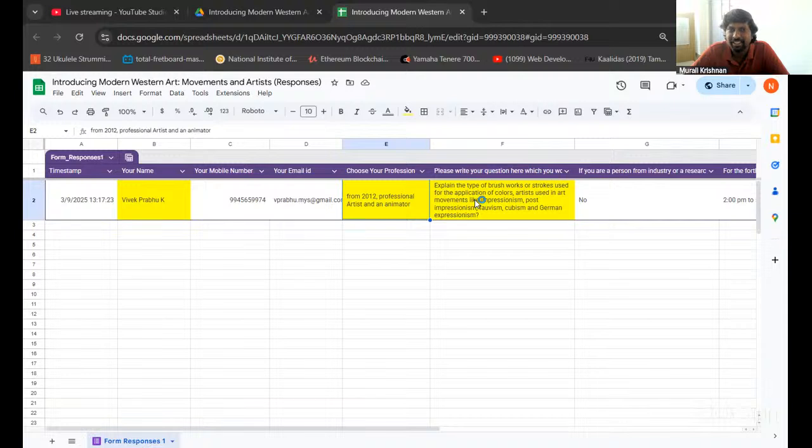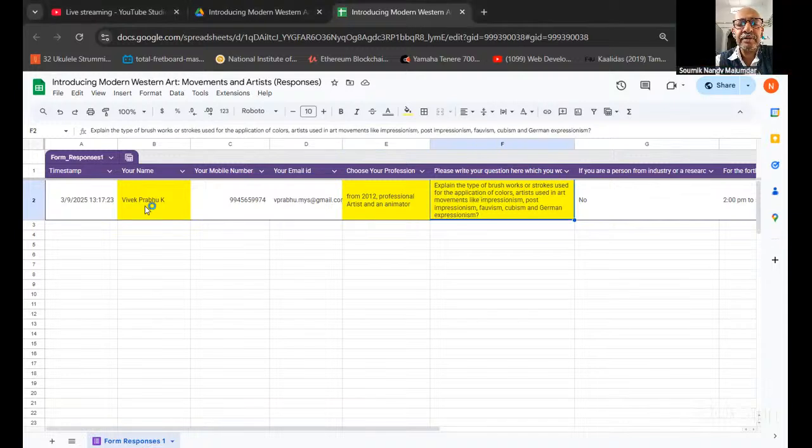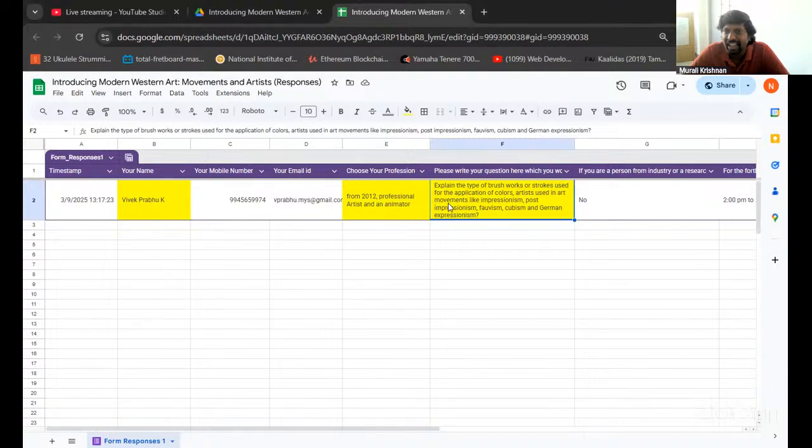Let me read it out. Yes, it is from a student, Vivek Prabhu. He's a professional artist and an animator. And the question is, explain the type of brush works or strokes used for the application of colors in art movements like Impressionism, Post-Impressionism, Fauvism, Cubism, and German Expressionism. This is the question, sir.